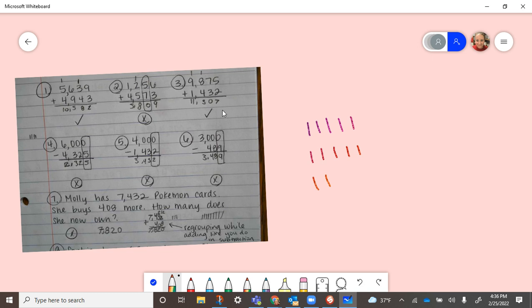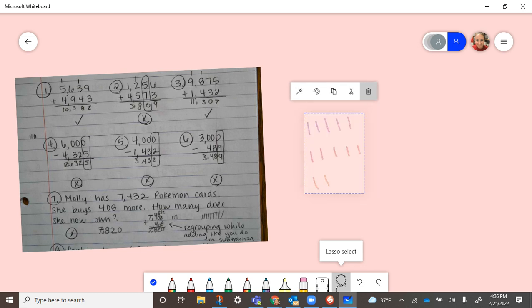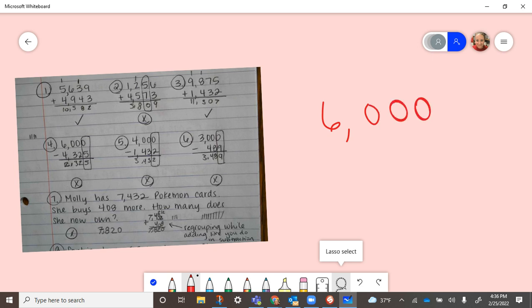The third one you got correct. The fourth one was subtraction, and it is 6,000, and you're subtracting 4,325. So you brought the 5 straight down, the 2 straight down, and the 3 straight down, and then you subtracted 6 minus 4 is 2.